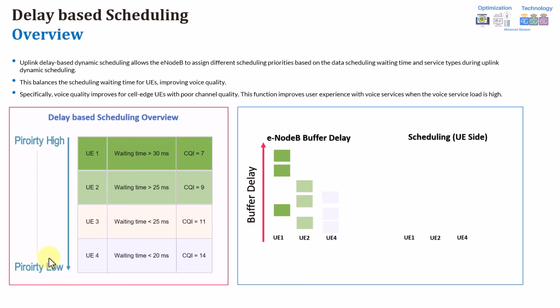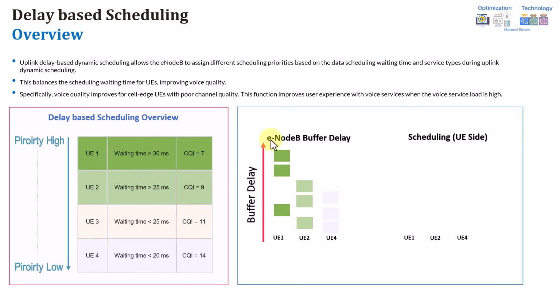In the normal case scenario for scheduling, you know that we have round robin, max C/I, and this kind of thing, if you remember from 4G in general. But in this case, we'll use this. This is how the feature works: it will prioritize the users with high buffer or high waiting time, instead of the users with less waiting time. So let's try to simulate this to see how the feature works.